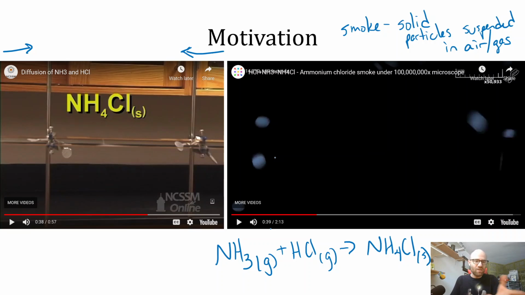So these two sides are both filled with air and those gases, and only where they meet in the middle is where you see the solid, except they're not meeting in the middle, they're meeting closer to the HCl. So what's up with that?